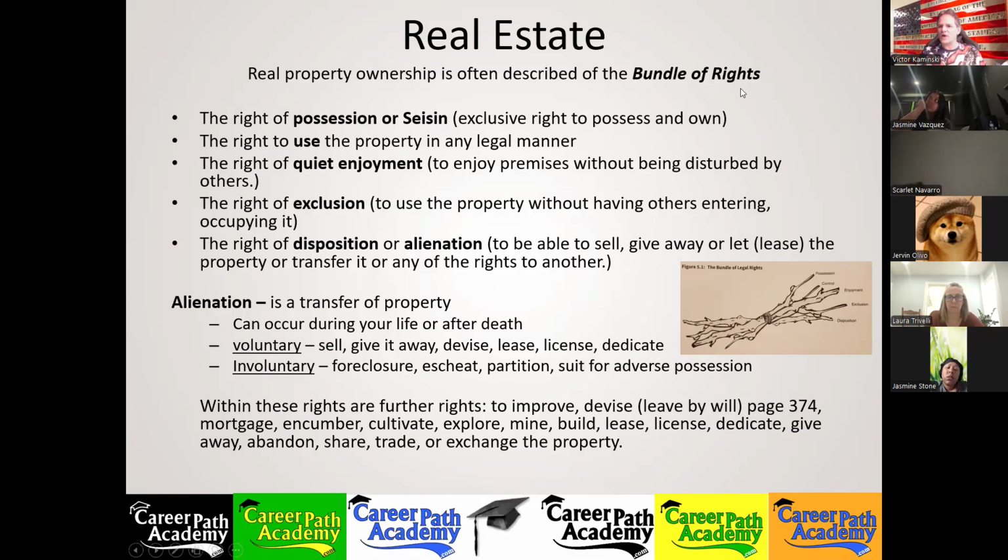But the bundle of rights are all the rights that you get when you buy land and you own land. Just know that you don't need to study and memorize all the rights here. You just need to understand the concept that when you own land, or real estate, you get these rights that go with it. They're called the bundle of rights. And they include the right of possession or seizin. This is the exclusive right to possess and own the property.